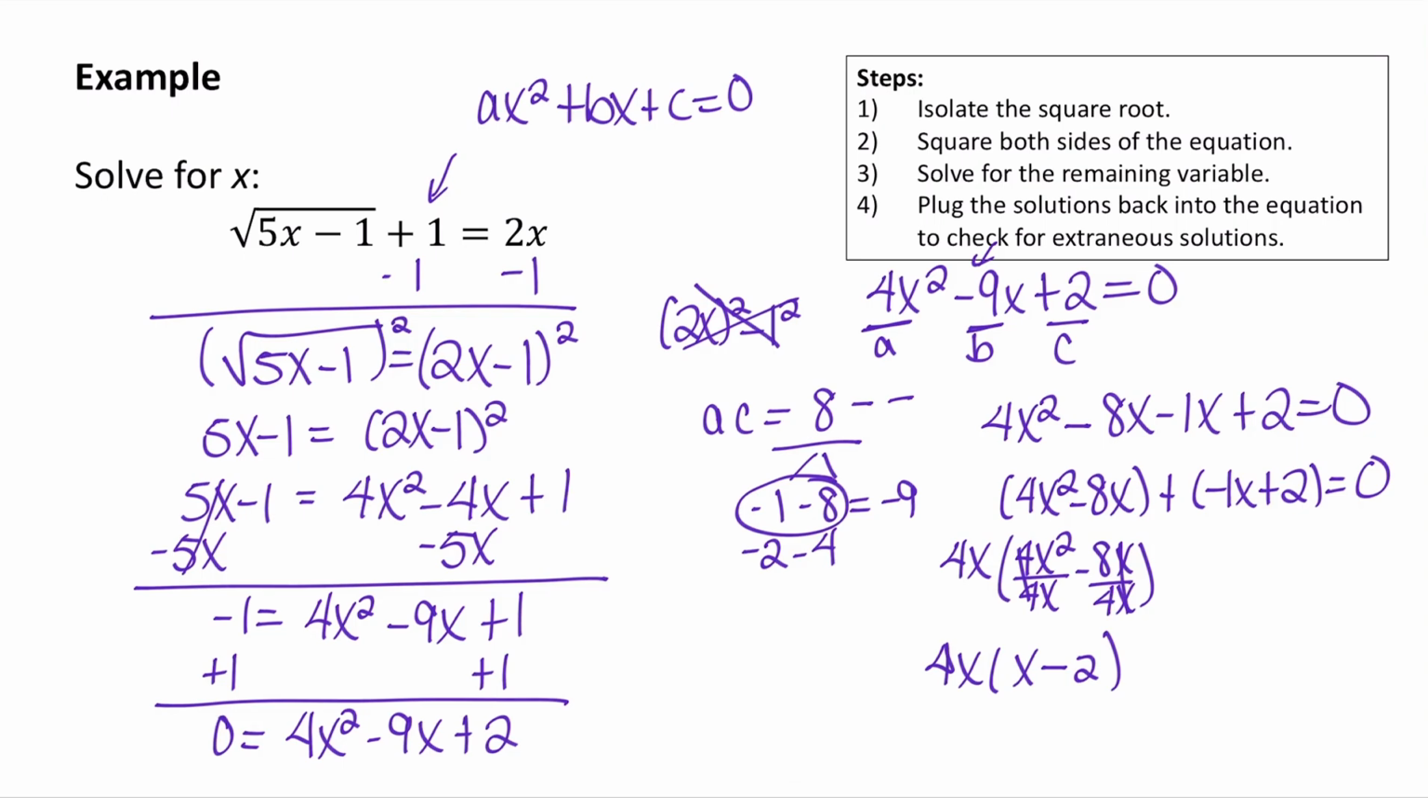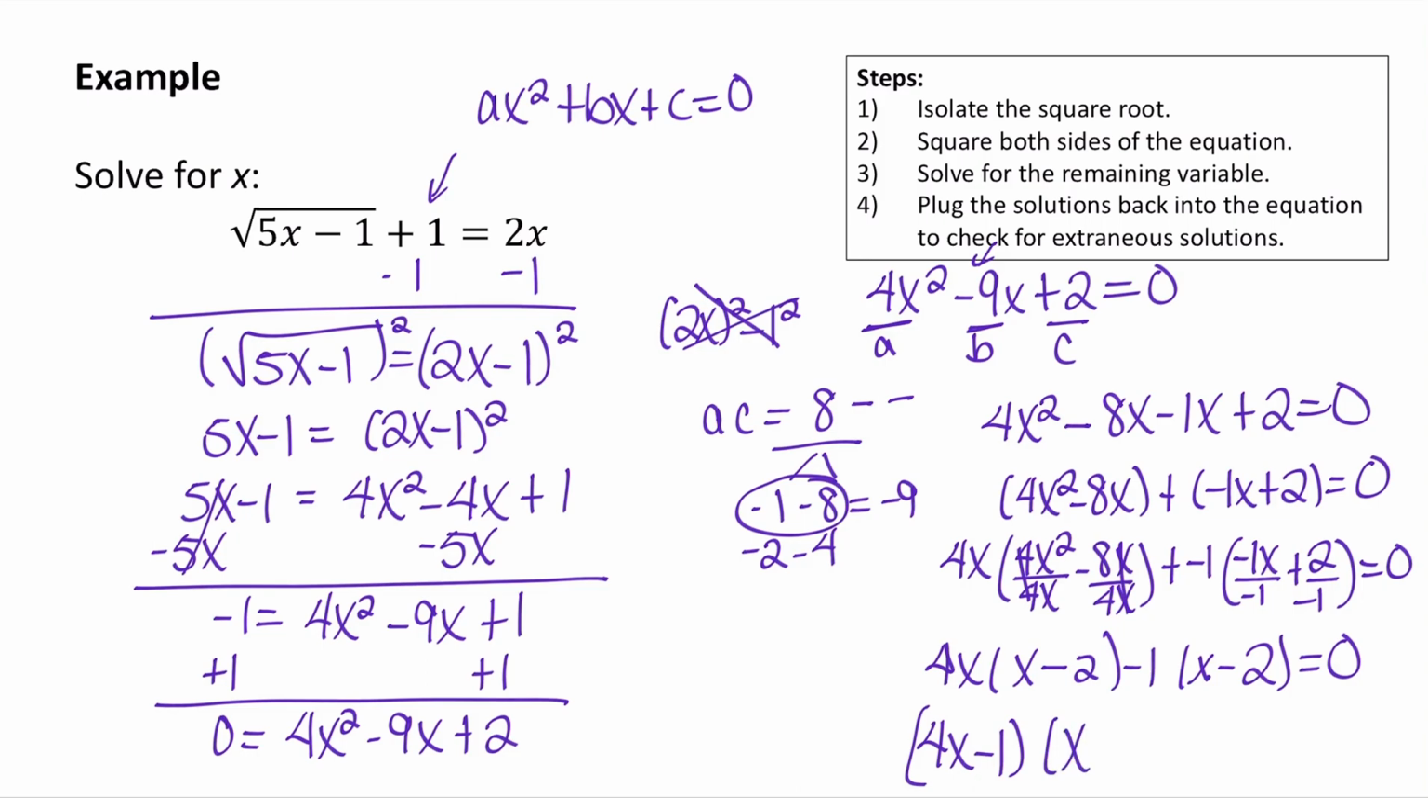And then here in the second set, I can factor out a negative 1. So I have negative 1x over negative 1 plus 2 over negative 1. And so that leaves me with minus 1 times: negative 1x over negative 1 is just going to be x, and then plus 2 over minus 1 is going to be minus 2, and that equals 0. So my factored equation is now 4x minus 1 times x minus 2 equals 0.